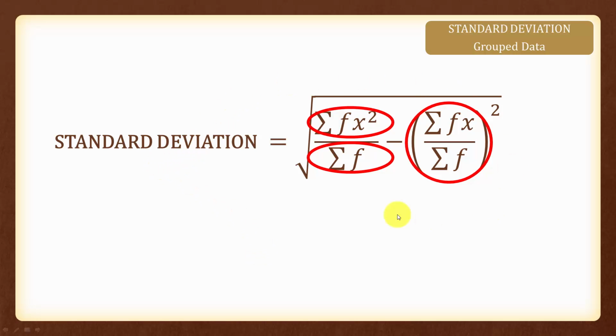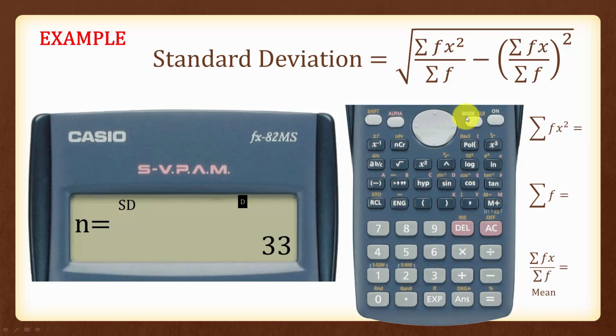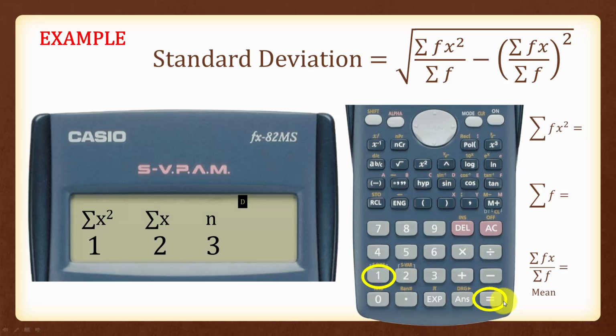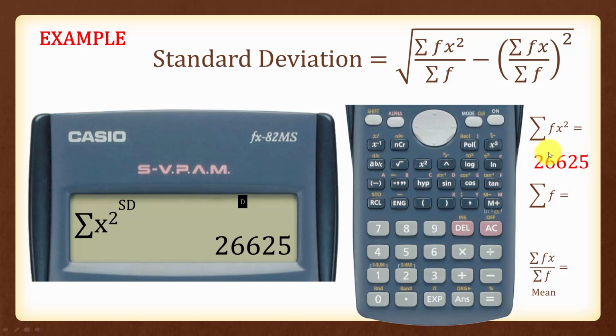To recall, this is the formula for finding standard deviation. And we'll use the calculator to help us to find the summation of fx squared, the summation of f, and the mean. To find the summation of fx squared, we will need to press Shift 1. And this will appear on your calculator. To find the summation of fx squared, we'll press the button 1. And we'll press equal. And the summation of fx squared will be 26,625.